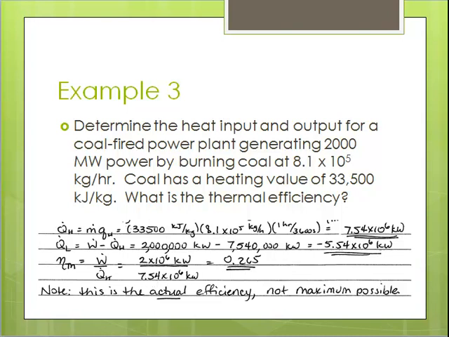So this concludes our study of Chapter 5. We'll be going on to some other definitions of the second law and looking at how they can be applied to processes, not just to cycles, in our next chapter.